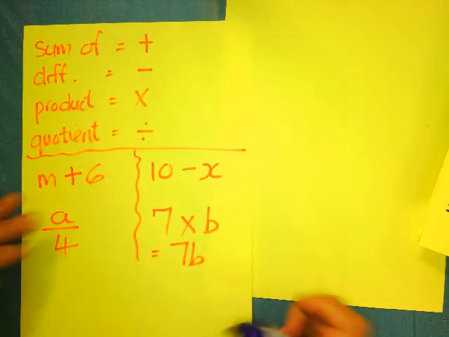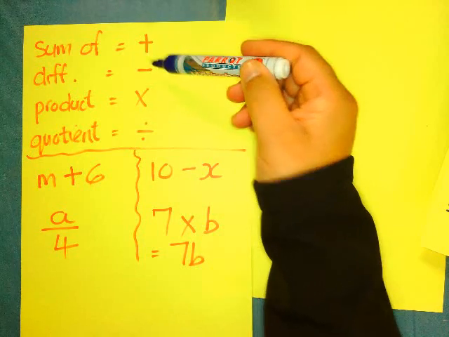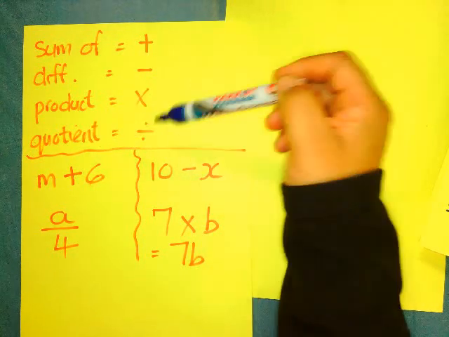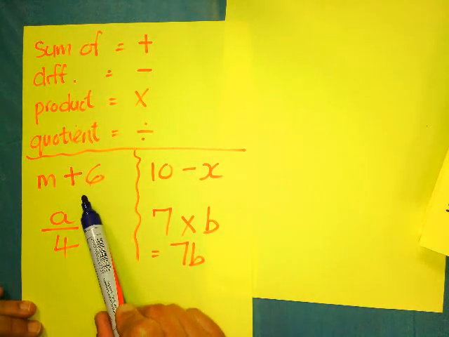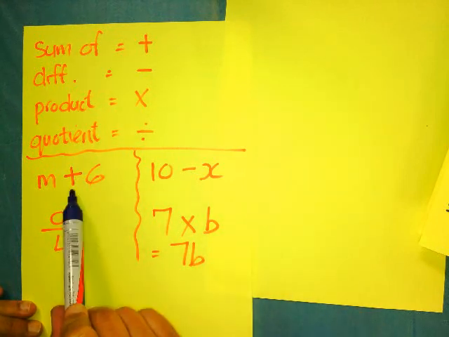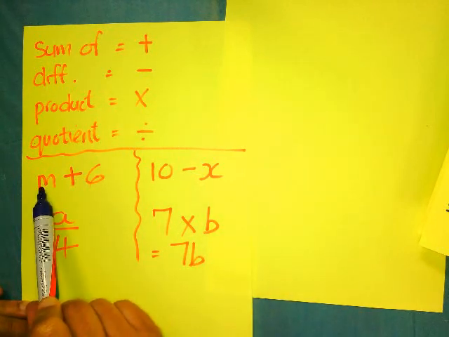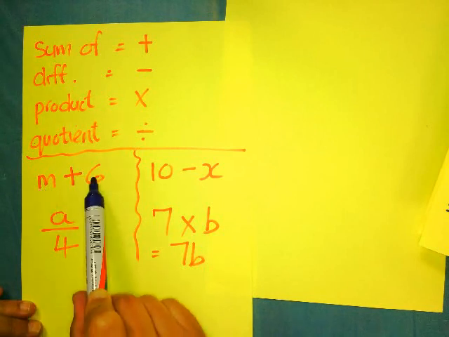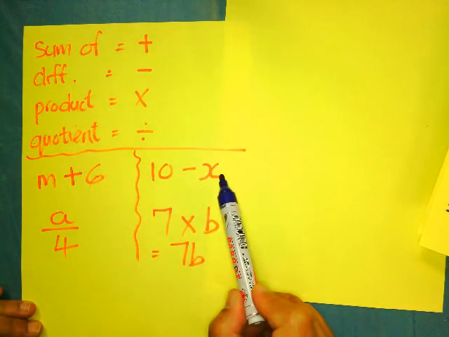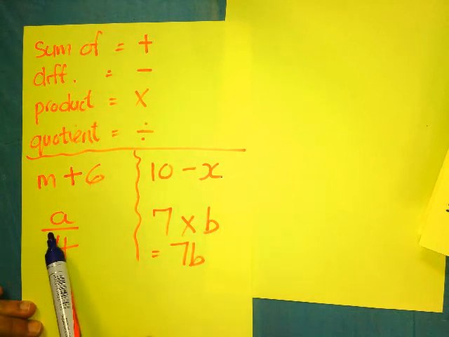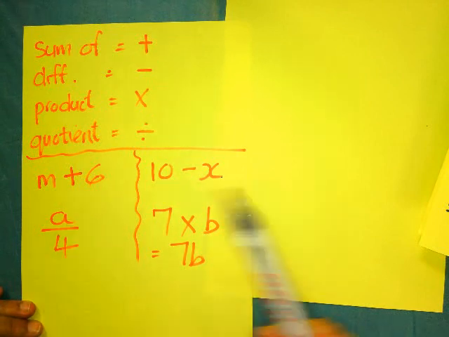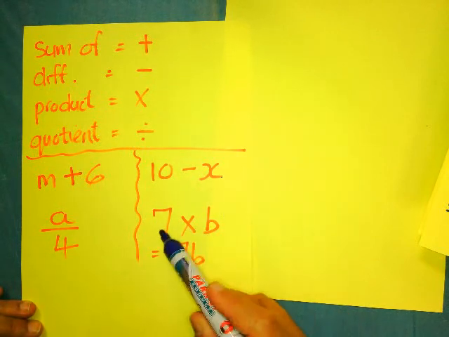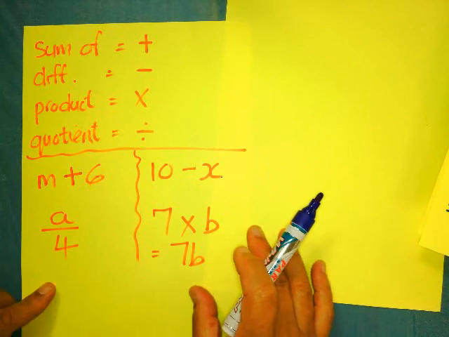And then just more on your algebraic language: sum of is plus, difference is minus, the product is multiplication, quotient is division. So when I look at these expressions, they tell me a story. This is the sum of a number, whose value I don't know so I use a variable, and 6. The difference between 10 and a number. The quotient when a number is divided by 4, I refer to that number as a. And the product of 7 and b, which is 7b.